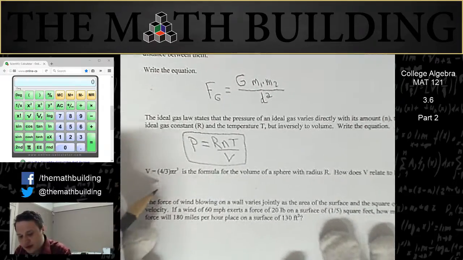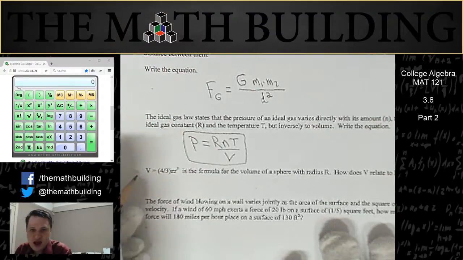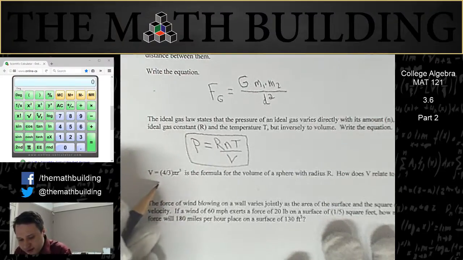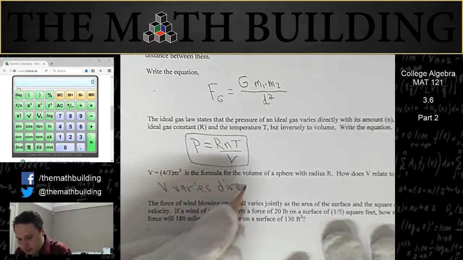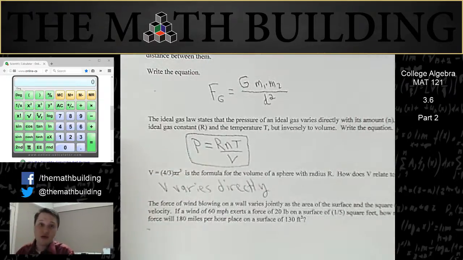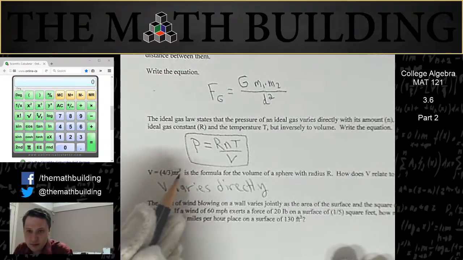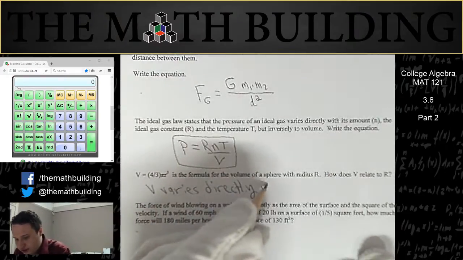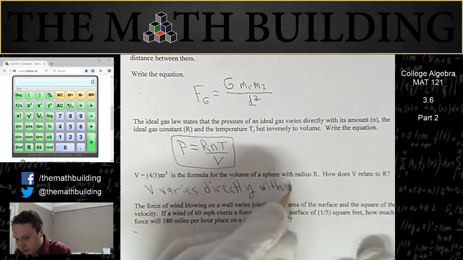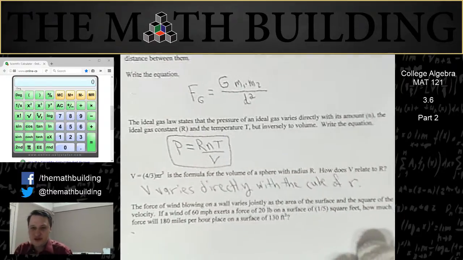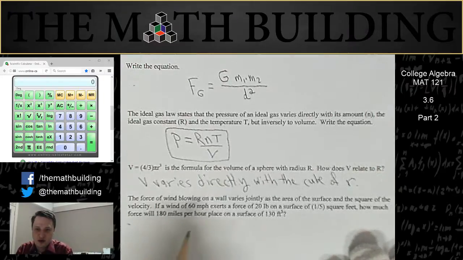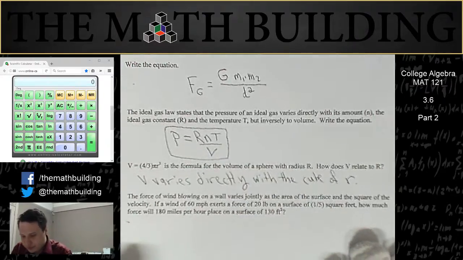So what we would write is, because r is on top with V, we would write V varies directly, not with r, but with the cube of r, because it's r cubed. So you could either say with r cubed or with the cube of r. So that's how V varies. It varies directly with the cube of r.